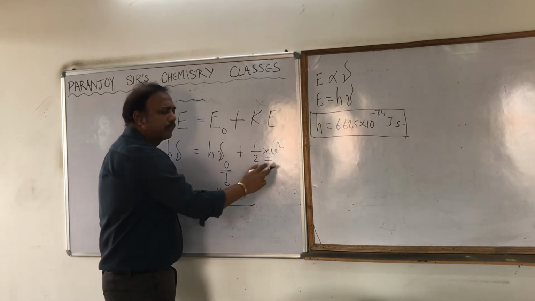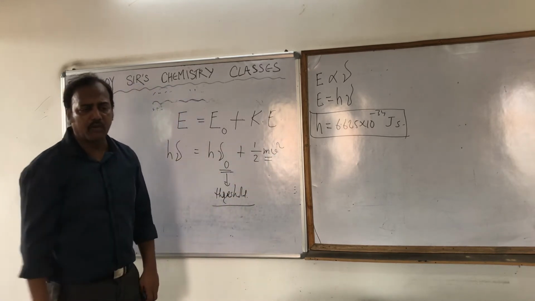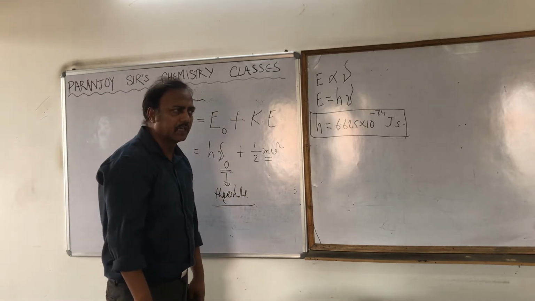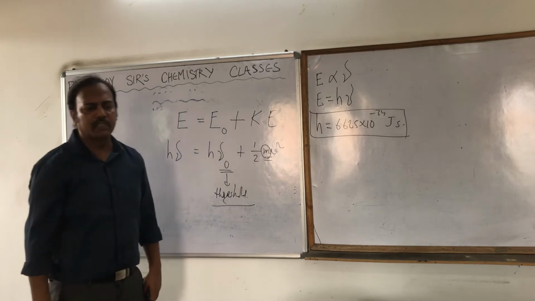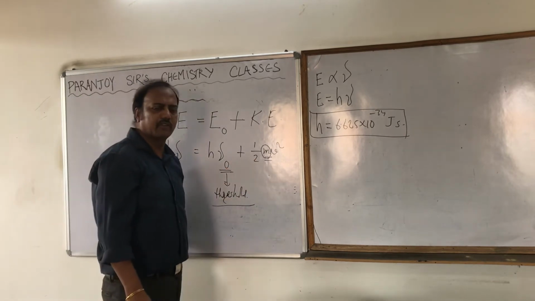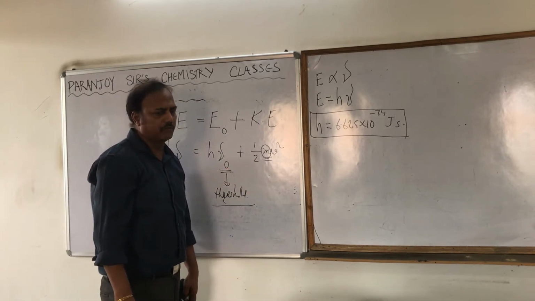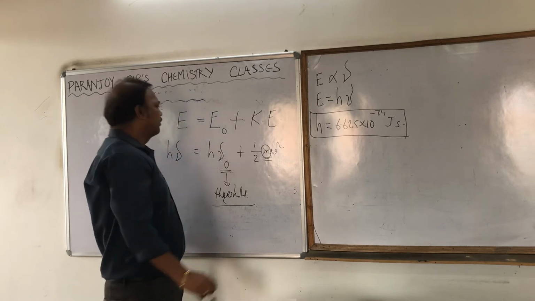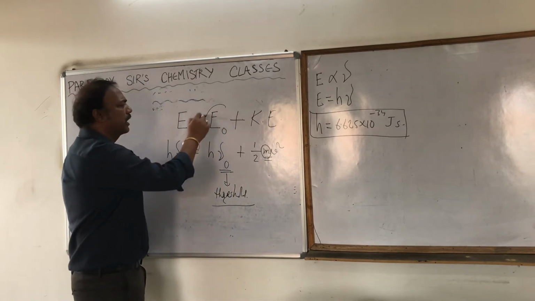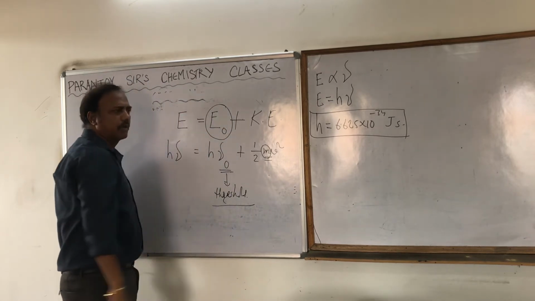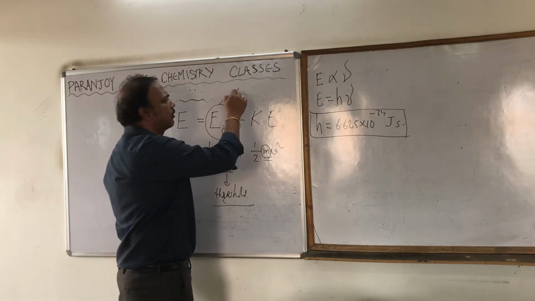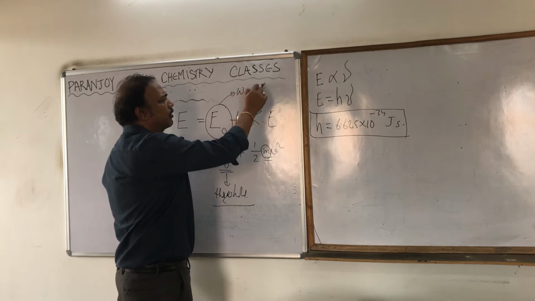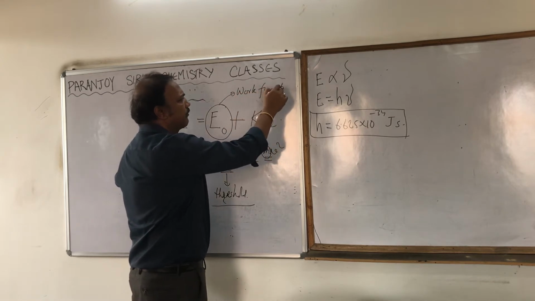What is m? What is moving? Electron is moving, right? So m is nothing but the mass of the electron, and v is the velocity of the electron by which it is moving. Okay, fine. One more thing, this threshold energy is also called work function. This is also known as work function.